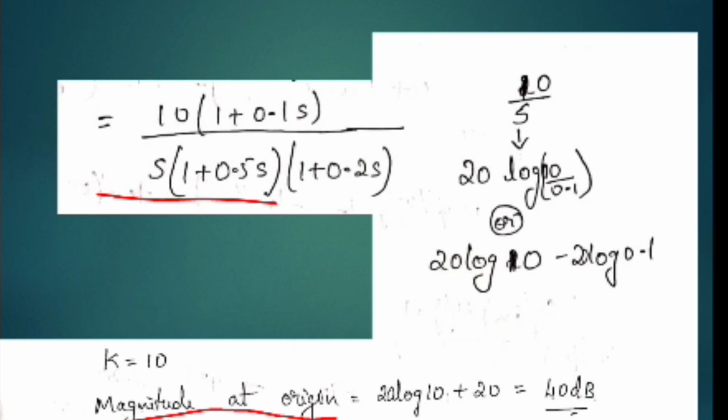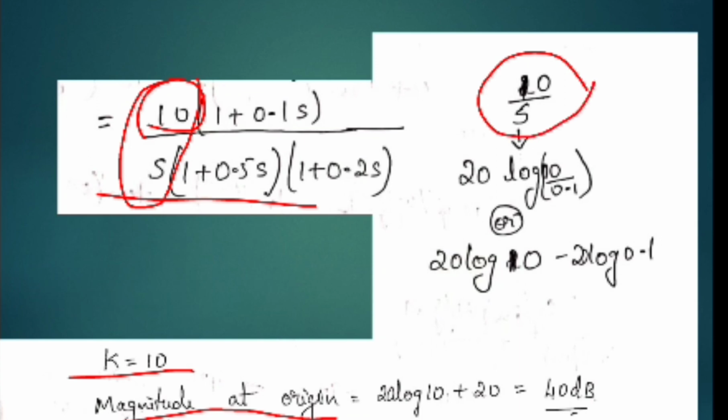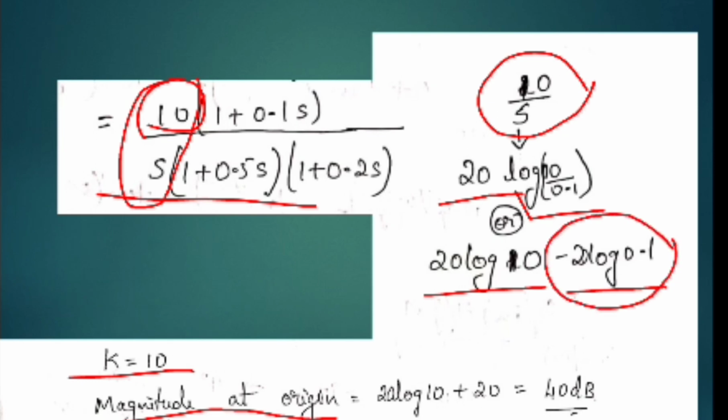Now let's find out the starting point of the graph, that is nothing but the magnitude at origin. So from this equation we can see that the value of K is equal to 10. And also you can see that 10 by s starts at origin. So taking 10 by s with log values, that is 20 log of 10 divided by, taking the value of s which is nothing but j omega as 0.1, we get 20 log 10 minus 20 log 0.1. So this value will give us plus 20 decibel. So just adding 20 log 10 with plus 20, we get 40 decibel.